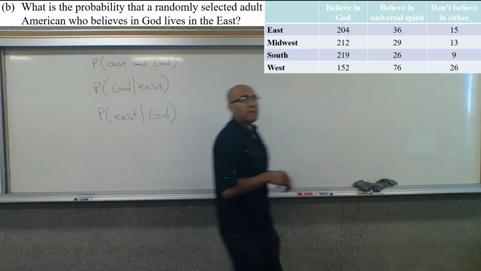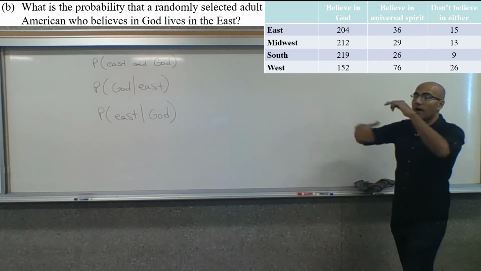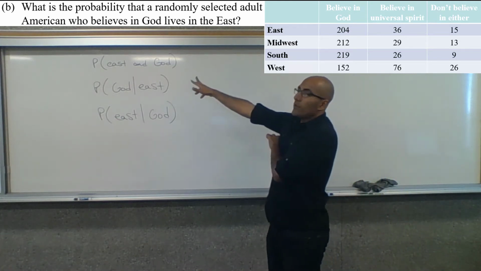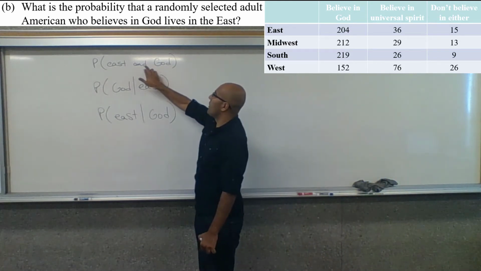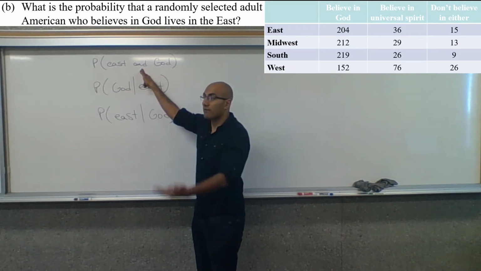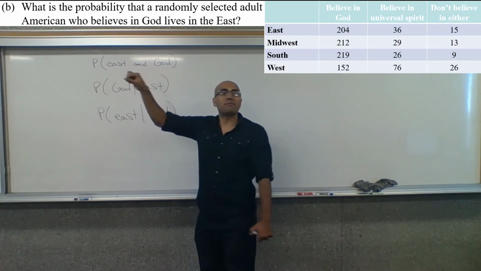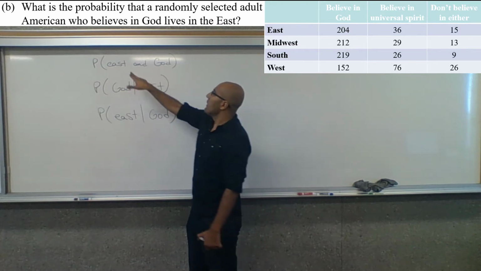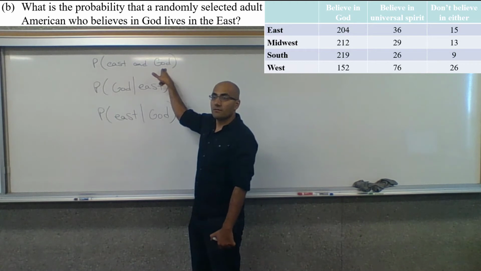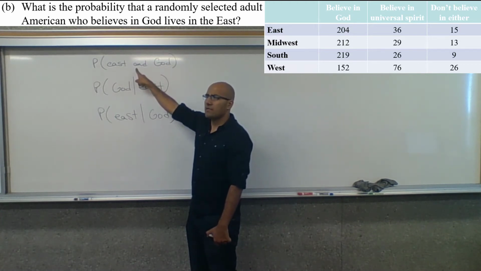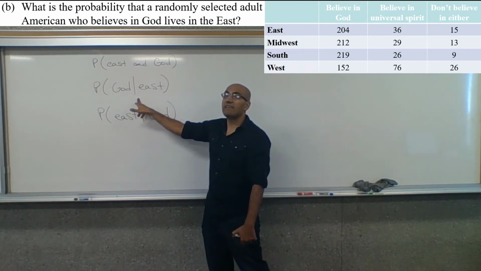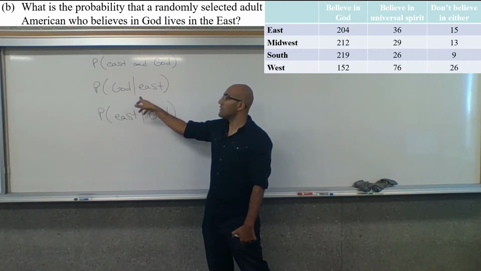So those are the three possible ones that might come to mind when you're reading this on a test. Most word problems, when it's this one, will have the word "and" in there. So that's one key word to be looking for. What's the probability that a randomly selected American lives on the East Coast and believes in God? Usually the word "and" is in the middle of the word problem. Very often the word "given" is in the word problem.